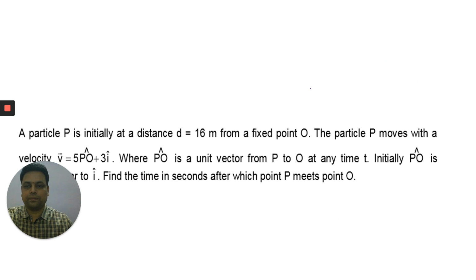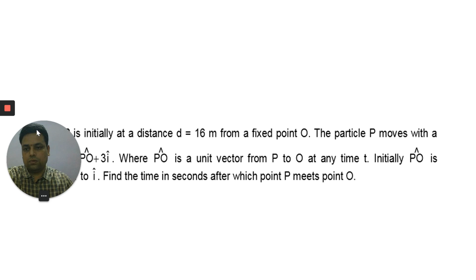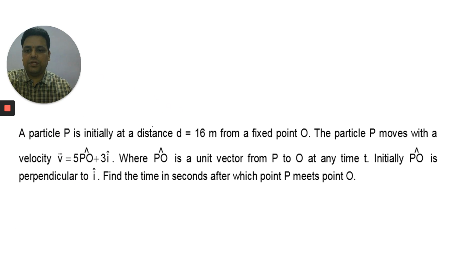Going to the next one. Now in this problem, particle P is initially at a distance d of 16 meters from a fixed point O. The particle P moves with a velocity given by 5 times PO cap plus 3 i cap, where PO cap is a unit vector from P to O at any time t. Initially, PO cap is perpendicular to i cap. Find the time in seconds after which point P meets O.